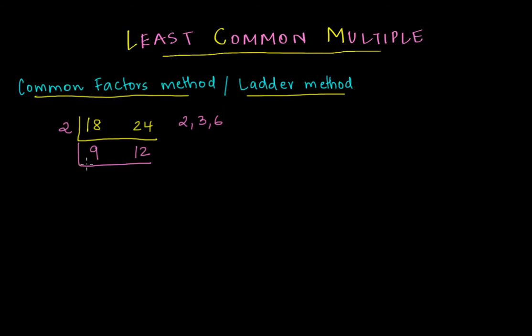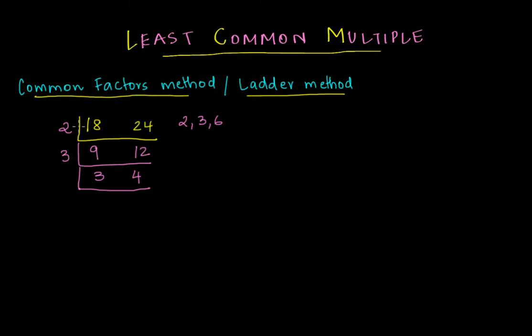Now I know that 3 is a common factor between 9 and 12, so I can factor that out. And once I factor out the 3, I'm left with a 3 here and a 4 here. Now there is no common factor between 3 and 4, so that tells me that I have to stop and I can find my LCM.